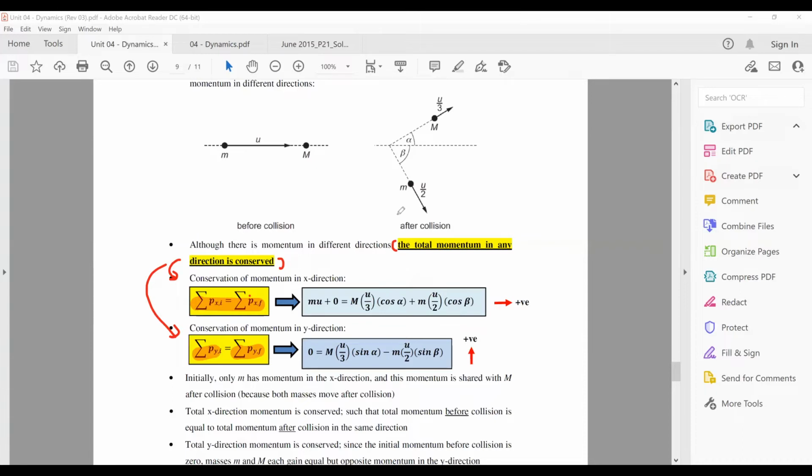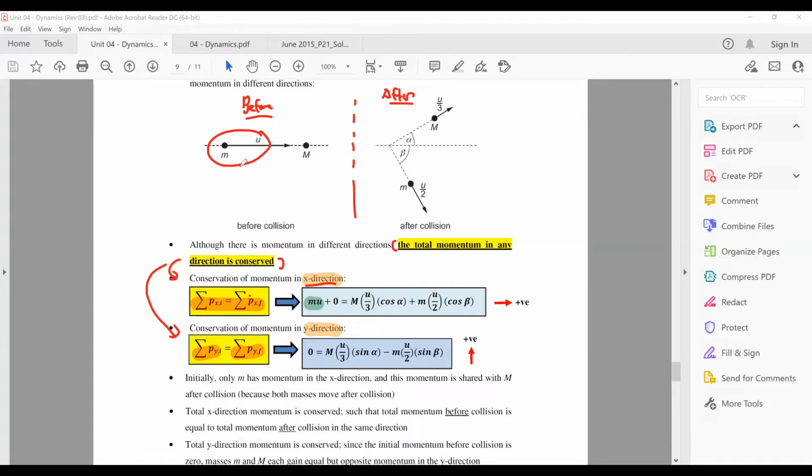So right now, we want to consider the momentum only in specific directions, x and y. If I look at this diagram right now, this is the before case, and this is the after case. Now, what if I consider the x direction only? This momentum before collision will just be mu.